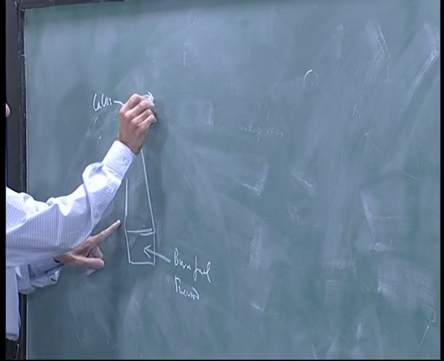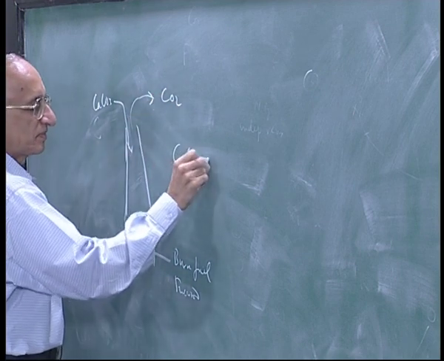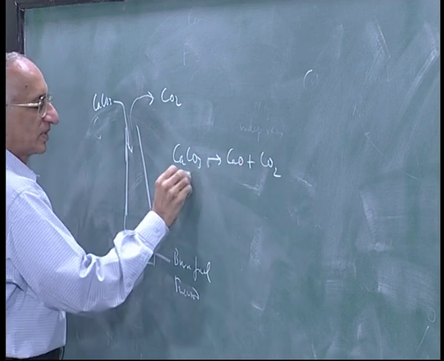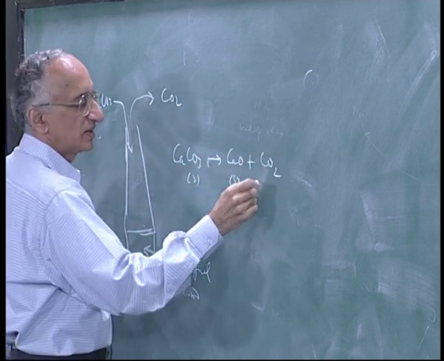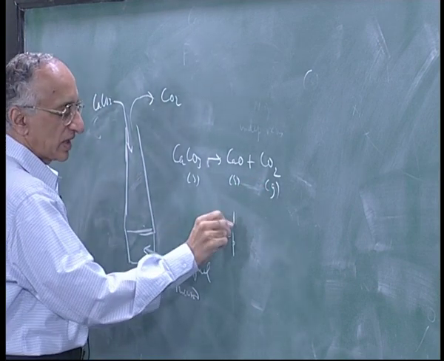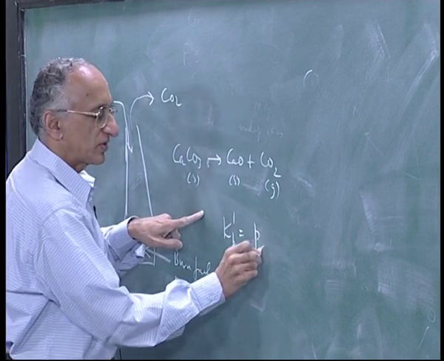So what you have here is CO2 coming out, the reaction is simply CaCO3 giving you CaO plus CO2. This is solid, this is solid, this is gas. So very conveniently for you, Kp prime is equal to simply the partial pressure of CO2.